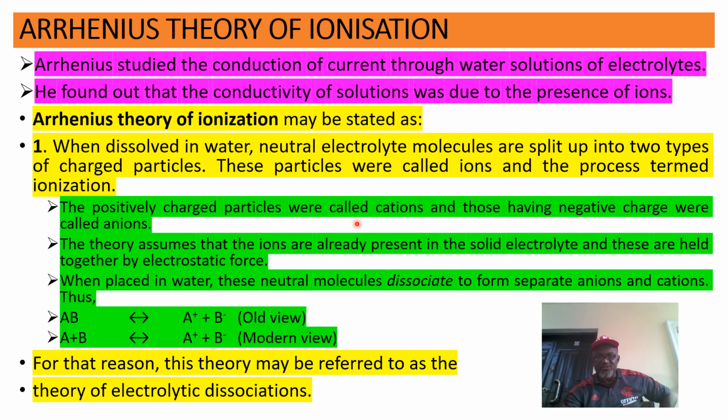The positively charged particles are called cations, and those having negative charge are called anions. The theory assumes that the ions are already present in the solid electrolyte, and these are held together by electrostatic force. Now, when they are placed in water, these neutral molecules dissociate into the anions and cations. Look at it. We have an old view and a modern view. These are the ions in solution. So we call this the theory of dissociation of ions.